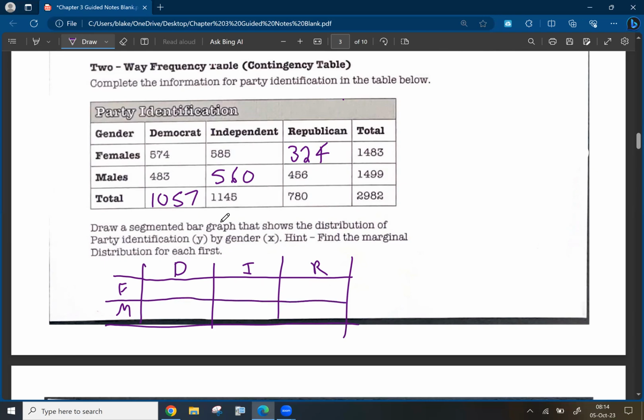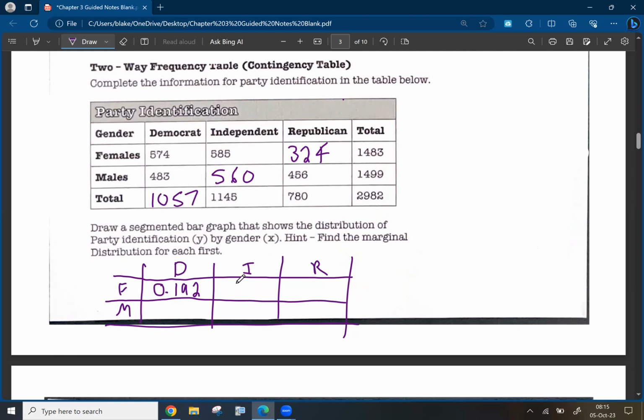But we're going to find their proportion. So rather than 574 for the female Democrat, we're going to be doing 574 out of the 2982. So 574 divided by the 2982 is 0.192 roughly. So we're going to get its relative frequency in the slots here. So we're going to do that for each one.